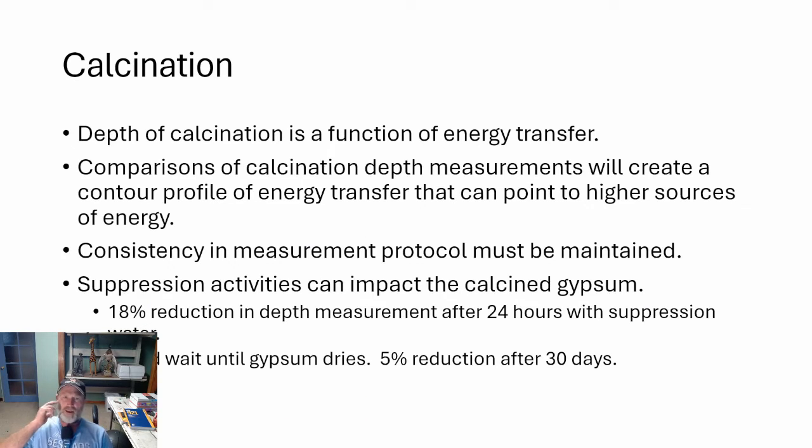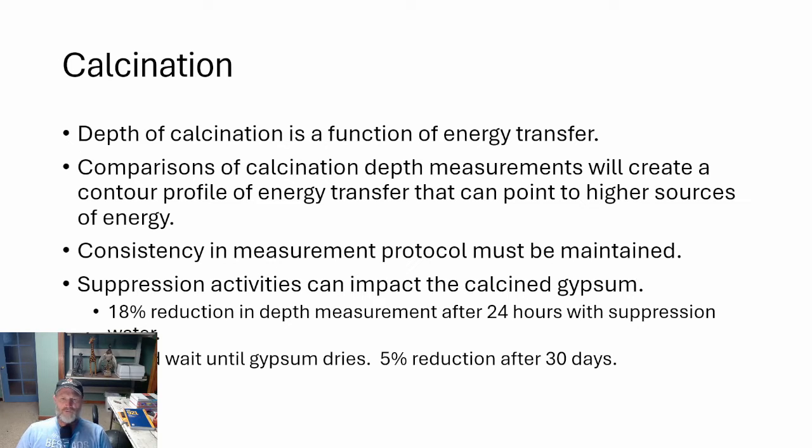So depth of calcination is a function of energy transfer. Comparisons of calcination depth measurements will create a contour profile of a given wall that defines energy transfer for various points. And what those contours can do is point to higher sources of energy that were exposed to the gypsum. Consistency and measurement protocol must be maintained. Anytime you're doing any kind of field measurements, you always have to be consistent in the methodology, the tools that are used, and the pressure that's applied. Failure to be very consistent is going to bias your data.